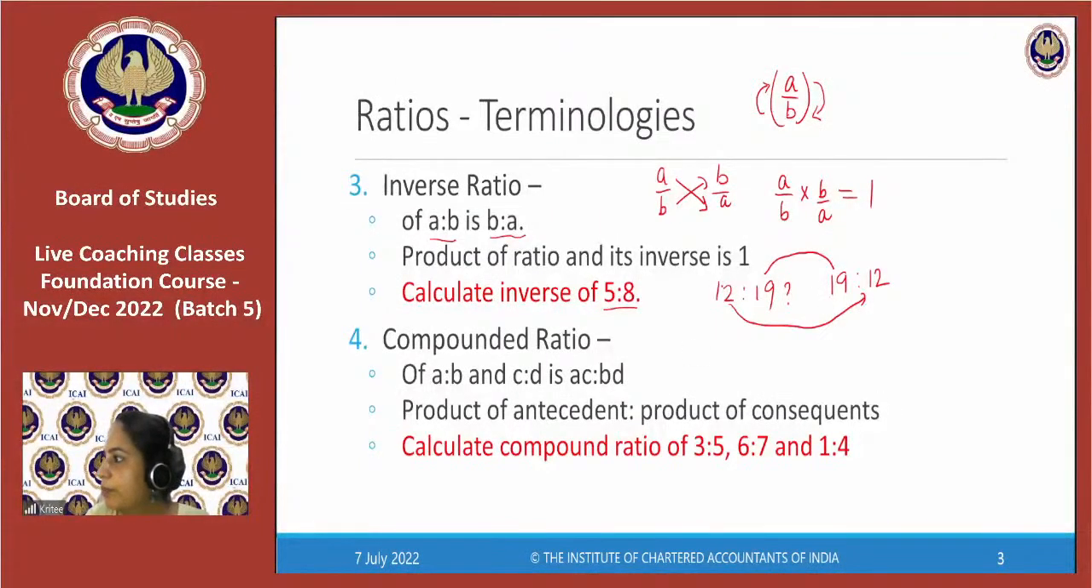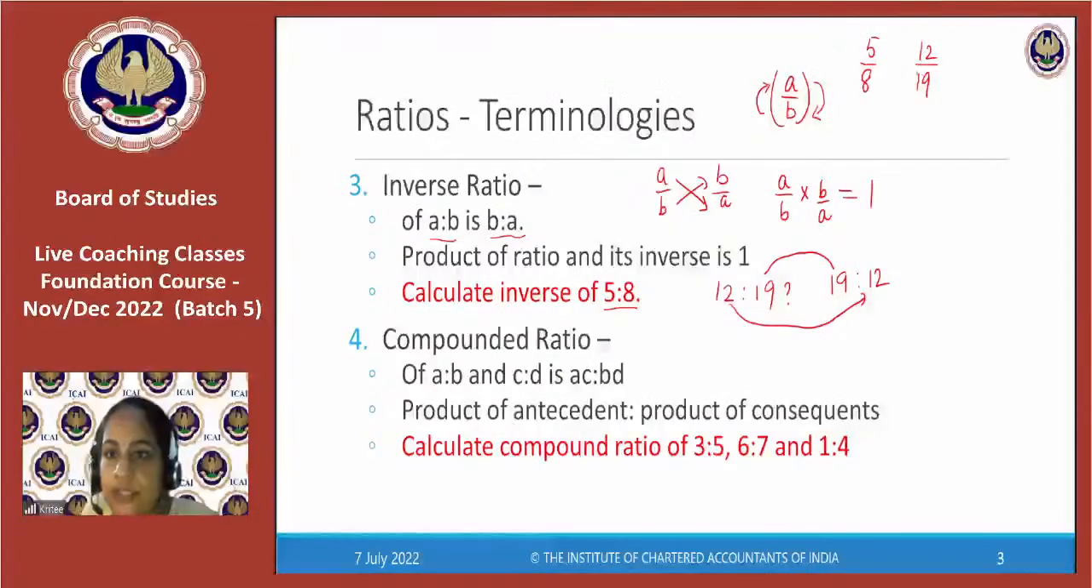Then we have compounded ratio. Let's talk about compounded ratio. Yes, 19:12. I've got so many answers and quick ones. Good. All right, let's talk now about compounded ratio. Now, what is compounded ratio? For compounded ratio, we need multiple ratios basically. So like I said, I have one of the ratios 5:8. Then there was another ratio 12:19.